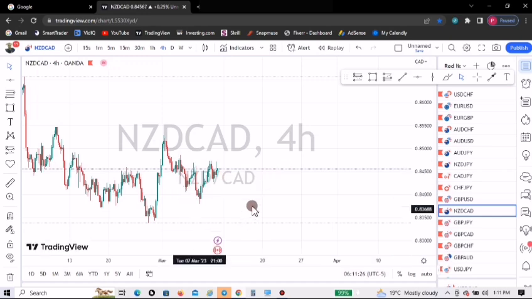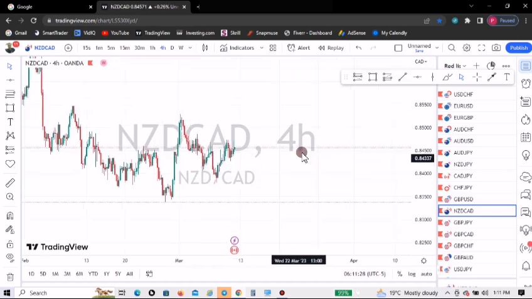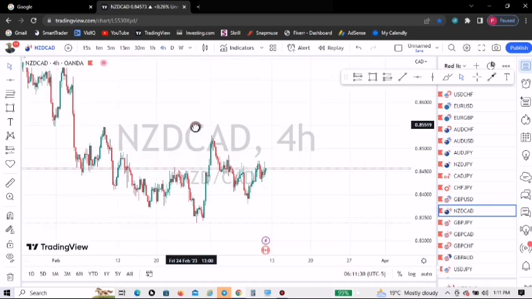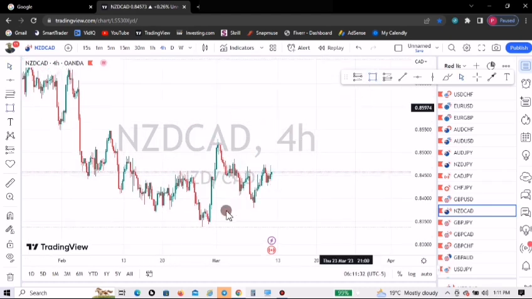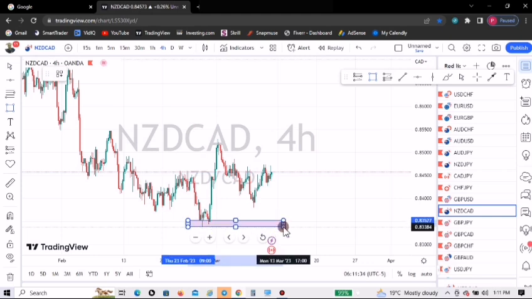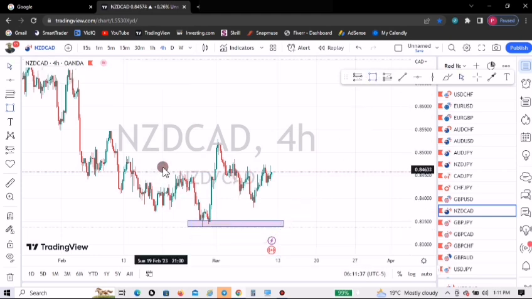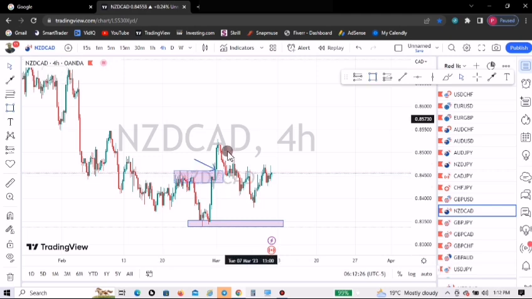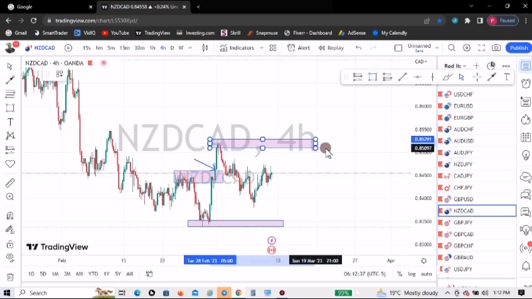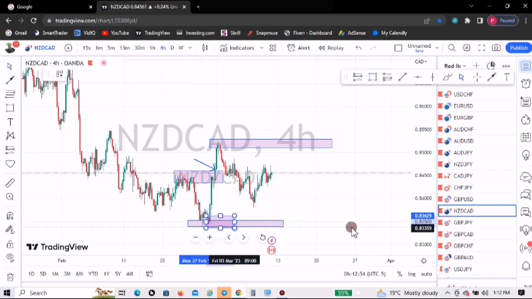NZDCAD. It was a downtrend. When it was a downtrend, you would have marked the lowest point. That lowest point began right there. When it closed above here, it suggested that now you are looking for buys only. So since it's an uptrend, you mark this key level, and that key level began right there.